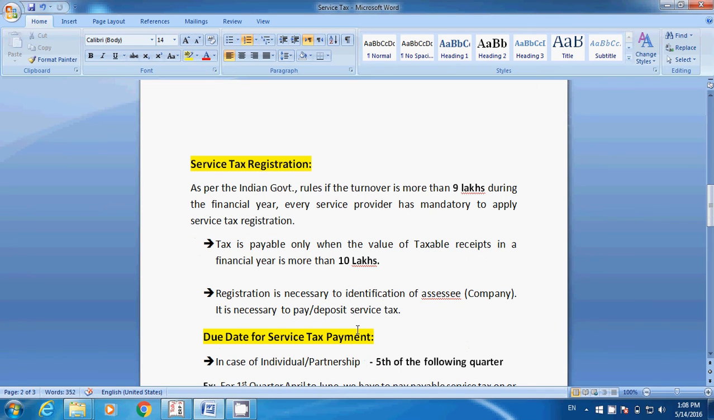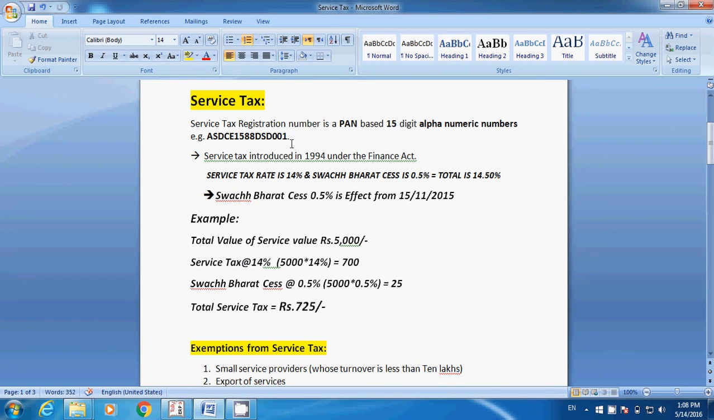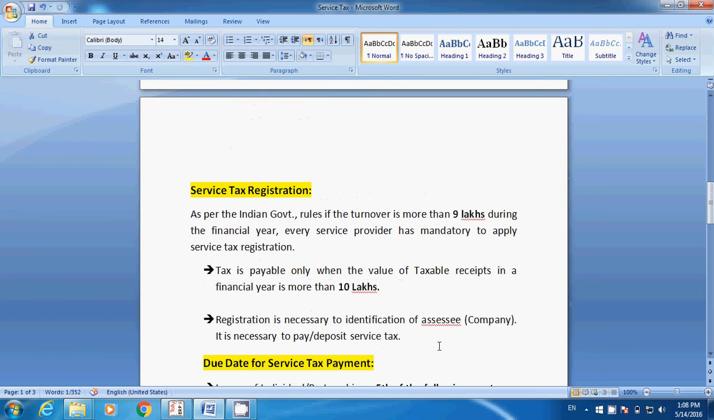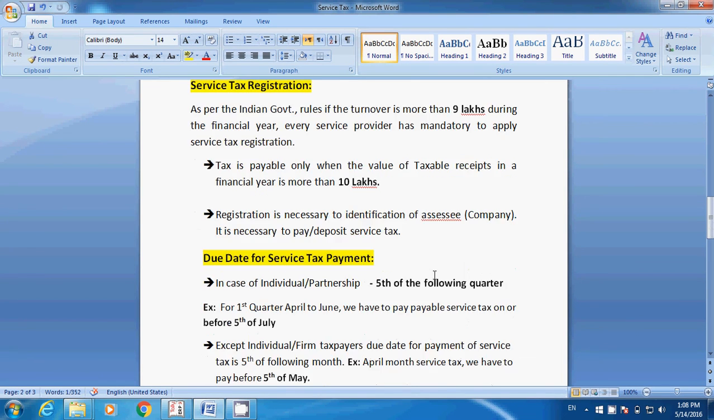And registration is necessary for identification of the assessee. If you want to pay service tax, deposit, or file, you need the registration number to identify the company. While paying the service tax using the registration number, our company name will automatically display. For that purpose we need the registration.